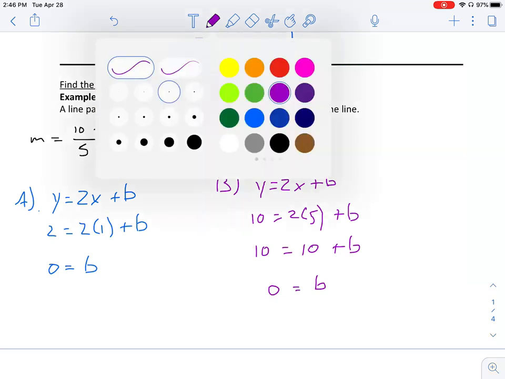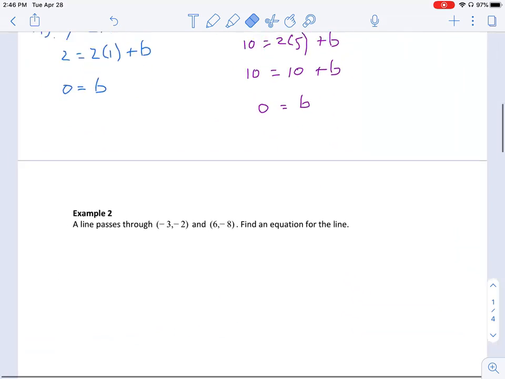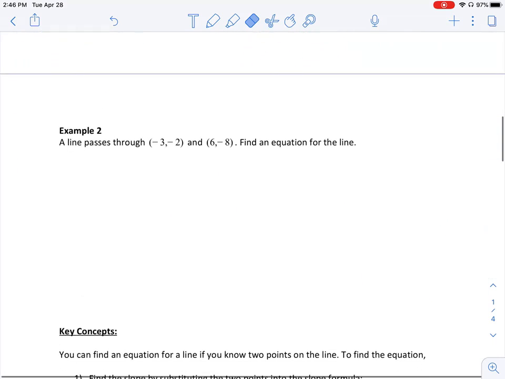So then the equation of the line is y equals 2x. If you wanted to, you can put plus 0, but we know that that doesn't necessarily need to be there, so we can go ahead and eliminate that. So that would be the equation of that line. Another example: a line passes through (-3, -2) and (6, -8).